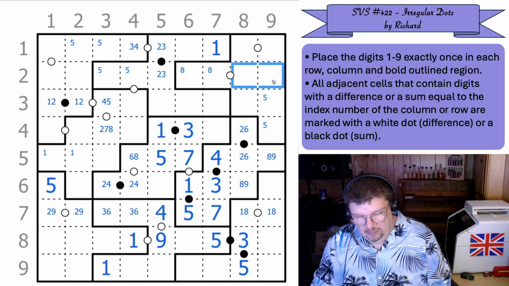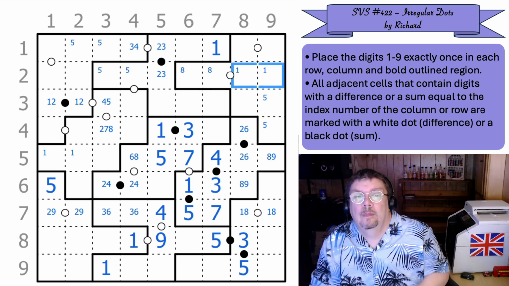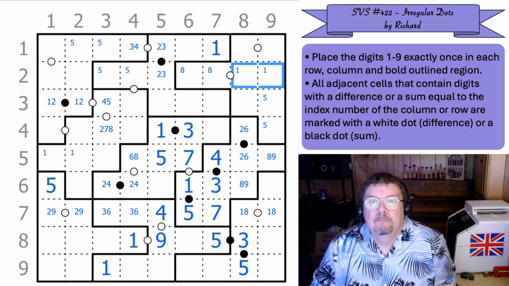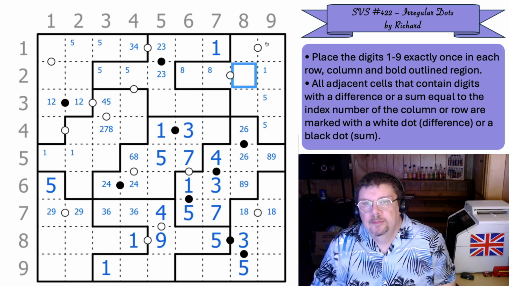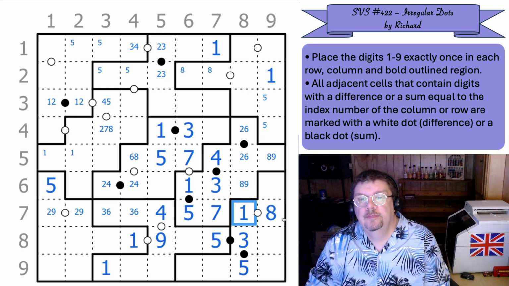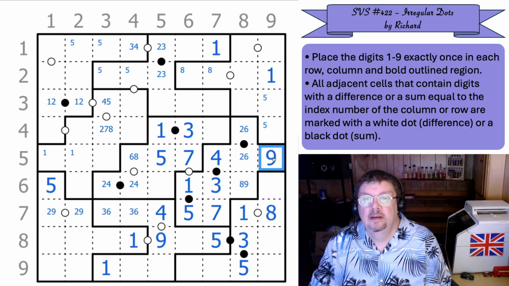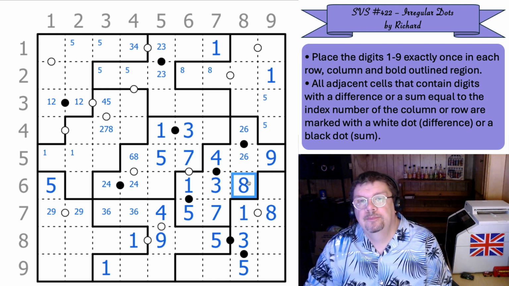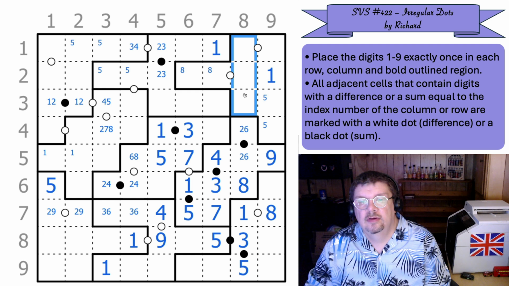So one of these two is a 1. If this were a 1, then by the clue, this would have to be a 3, which it cannot be. So that is not 1. That makes that 1, that 8, and that 1. That 8 resolves my 8 and 9 here. And then to complete this column, we need 9, 7, and 4.